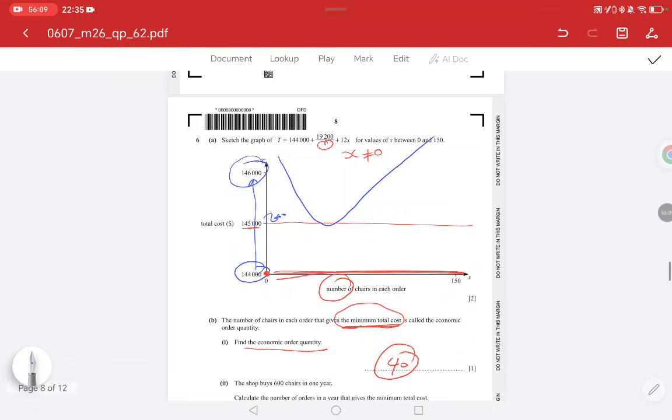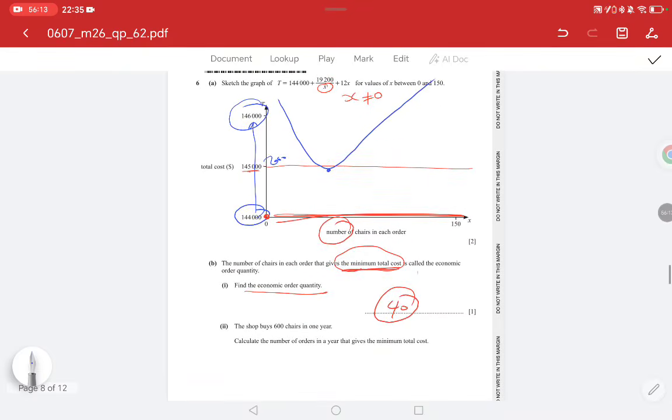So we discovered, just for your information, that this one on the graph here is 40, and that this one is 144,960. This is the minimum cost, and this is the minimum number.